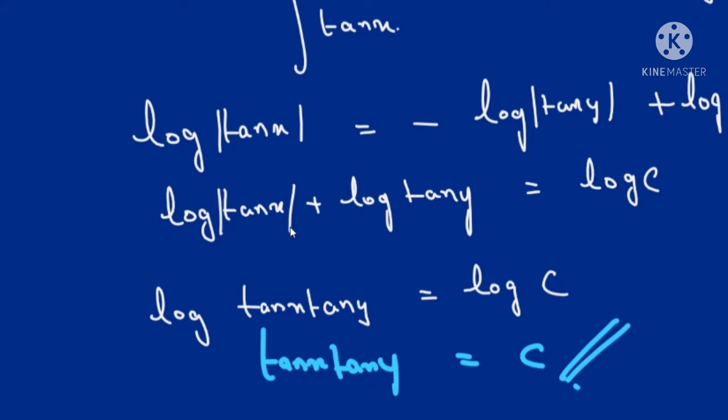Here you can put, here also we can put, but when you cancel this, there's not, because why do you put the modulus sign? We cannot have a negative value for log. Log of a negative number doesn't exist. So once you cancel this, you can just leave that.